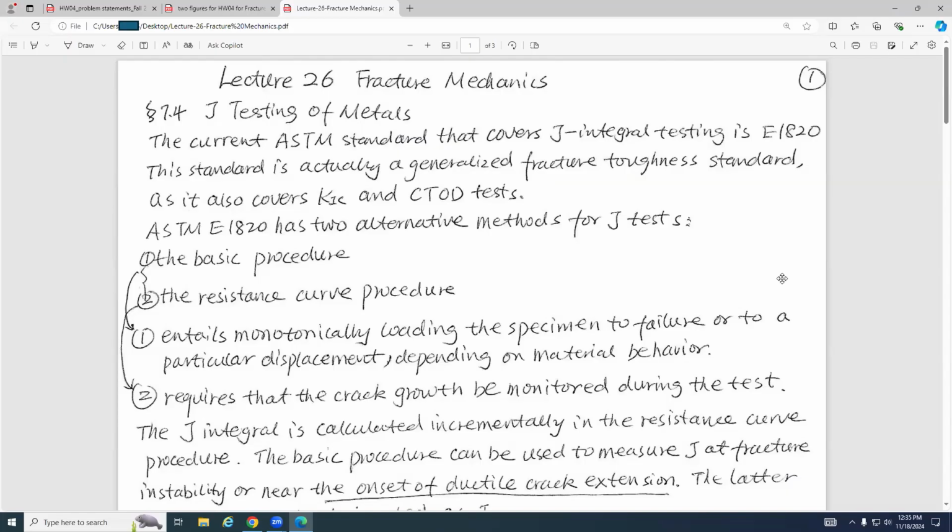This standard is actually a generalized Clebner-Kovnes method, and it can also be used for KIC, the critical stress intensity factor, and also CTOD tests. It has two alternative methods for the J test. The first is the basic procedure, and the second is the resistance curve procedure. The basic procedure entails monotonically loading the specimen to failure or to a particular displacement, depending on material behavior.